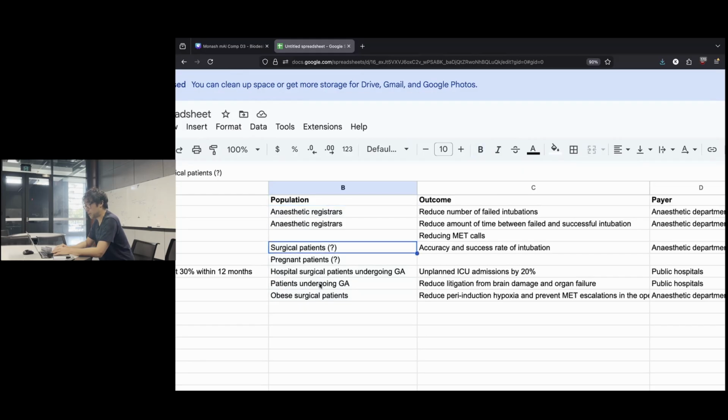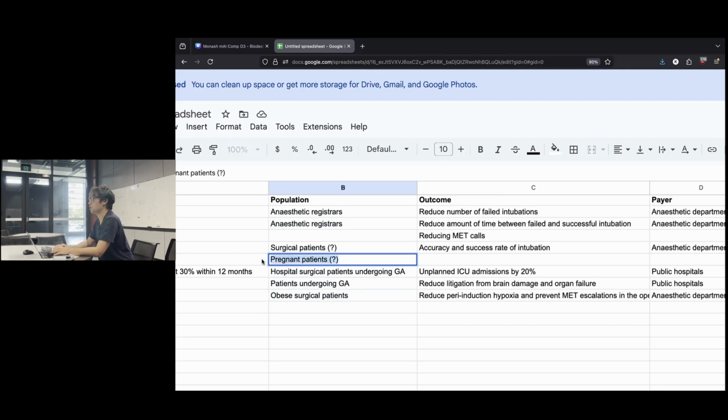Now, in terms of patient populations, it's really cool to see how people were thinking. We have surgical patients, which is quite broad. We have surgical patients who are undergoing general anesthesia, which narrows it down, as you can see. It's a smaller subset. Then we have even smaller subsets, like obese surgical patients or pregnant patients. I'll teach you a way to think about scoping the population. But generally, you almost want a small population where you can solve the problem. Obviously, this needs to be somewhat informed.